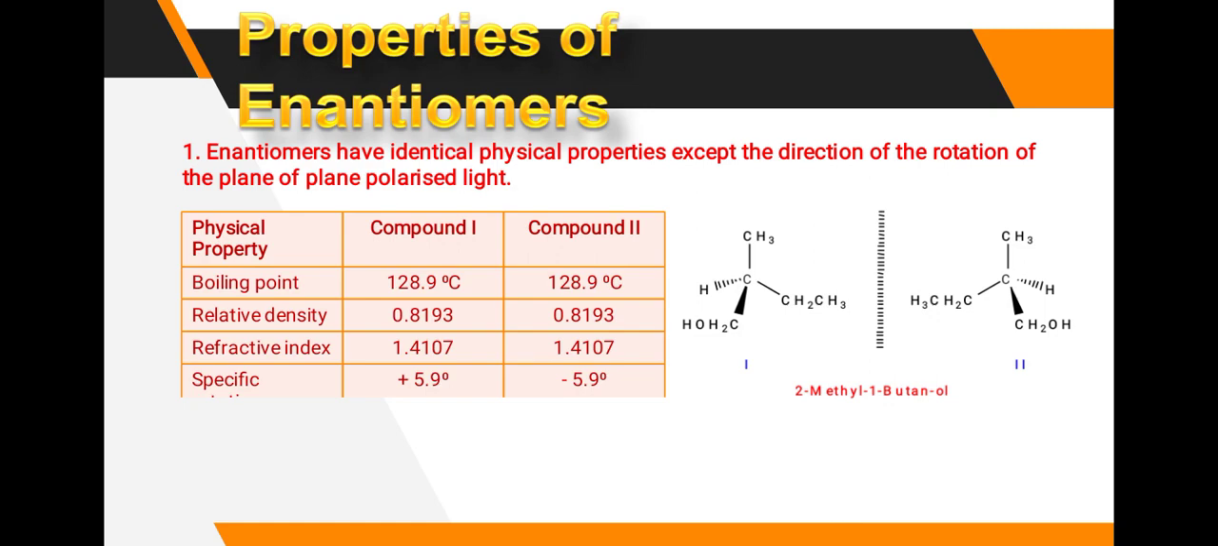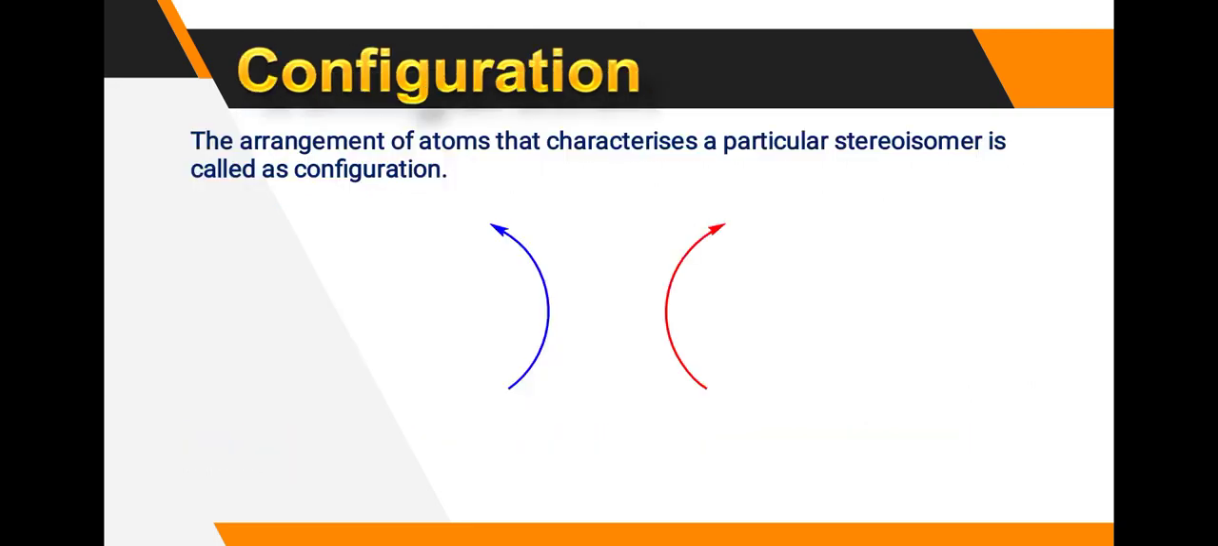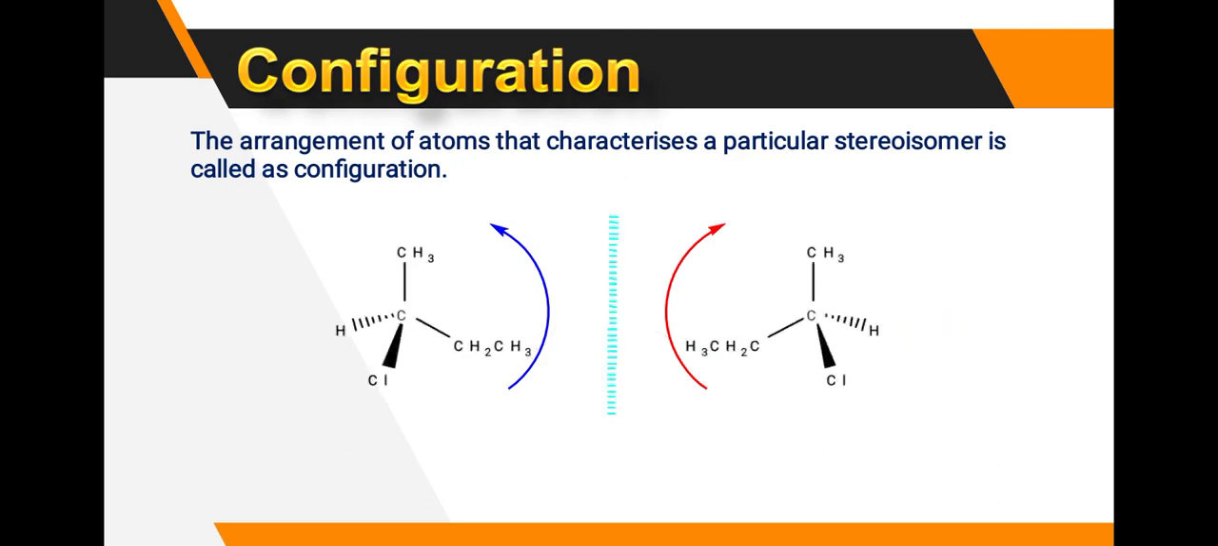Here the boiling point is 128.9 degrees Celsius. Compound 2, here same. Relative density is again same. Refractive index is again same. The specific rotation is plus 5.9, here minus 5.9. Enantiomers have identical chemical properties except towards chiral or optically active reagents. These are the 2 enantiomers of 2-methyl-1-butanol. Then configuration. The arrangement of atoms that characterize a particular stereoisomer is called a configuration.